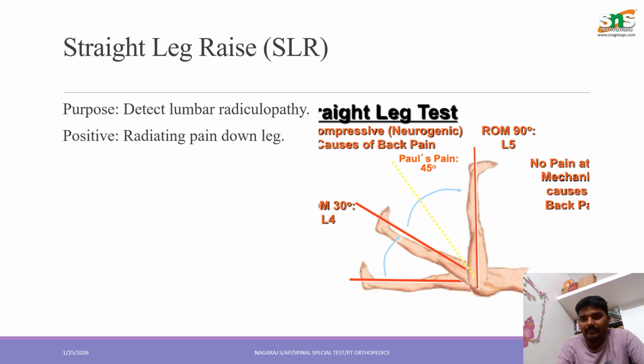In this diagrammatic representation, the bottom level is normal. Then the second stage is 30°. At 30° of leg elevation the pain starts, purely a pathology of spinal vertebra compression, that is lumbar radiculopathy. Then the yellow line is mainly for compressive neurogenic pain, that is 45°. Then almost more than 60° is a muscle pathology. This is the identification for the straight leg raising test.